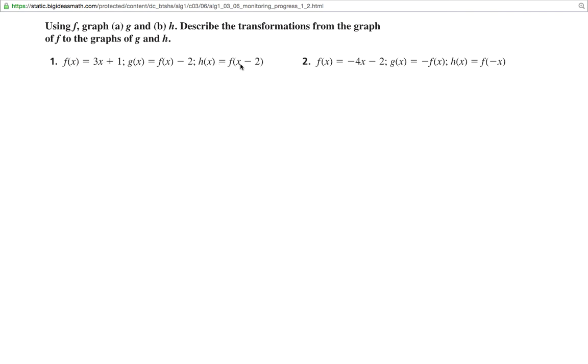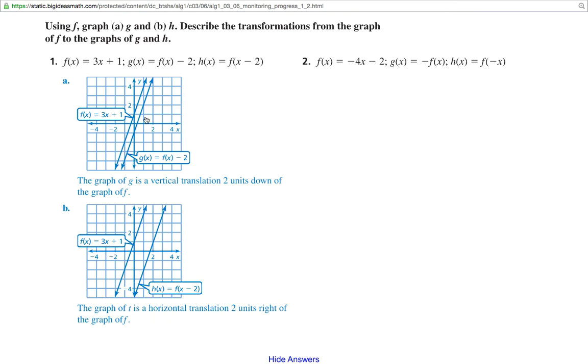For the h of x, since it's x minus 2, that means it was plus 2, it's going to shift right 2. So in this case here, we have the first one, a, which is going to be moving. Here's the original right there, the top one, and we shifted all of it down 2. Notice that they're still parallel because they have the same slope. Down here, we have our original, 3x plus 1. Now, because it's minus 2, that means it was technically plus 2 for h, so we're moving right 2.